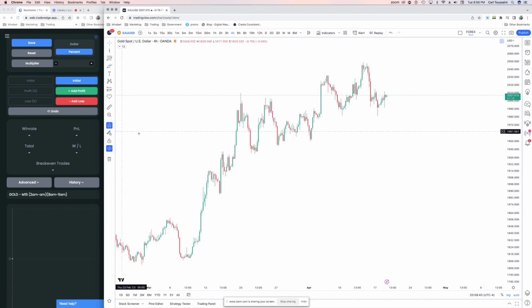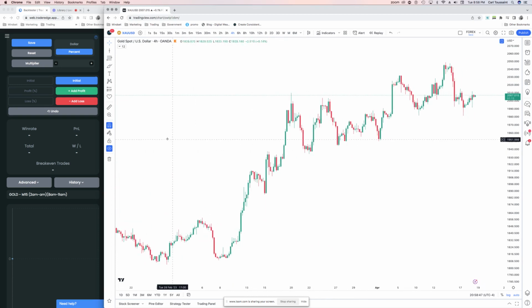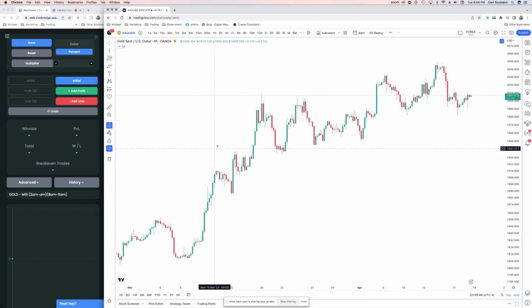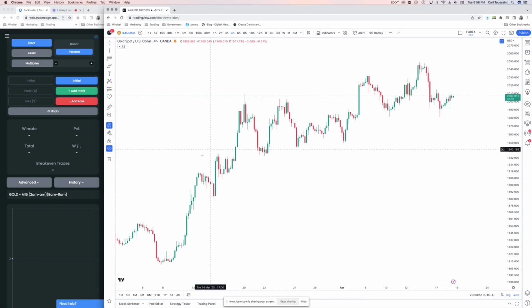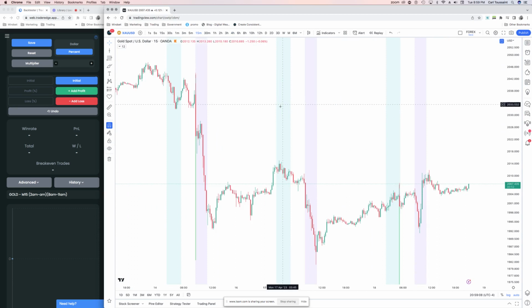All right. So I've got a pretty clean chart here, and I'm going to go very basic. I'm going to backtest cash on the 15-minute chart on gold. You can backtest whatever you want. I'm just walking through an example. All right. So I'm just going to turn this on real quick. I'm going to go to the 15-minute chart.